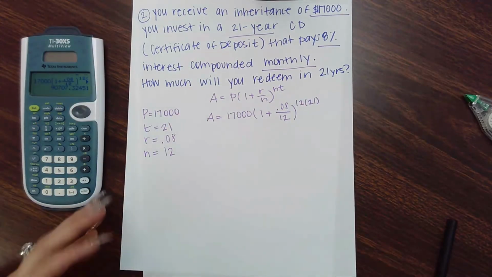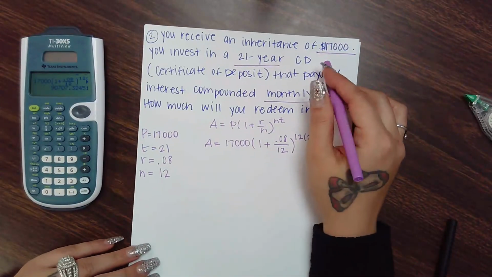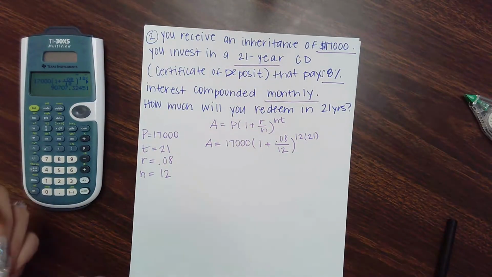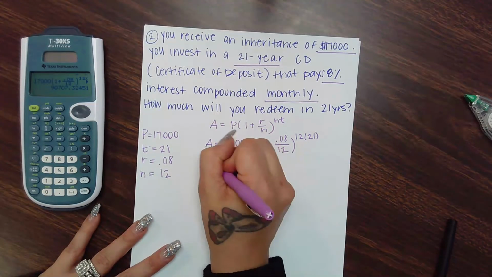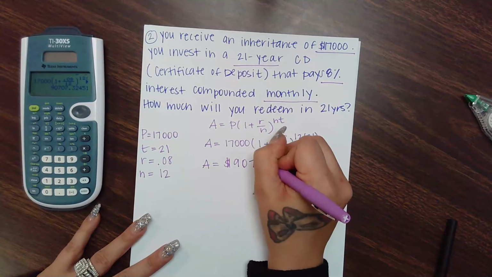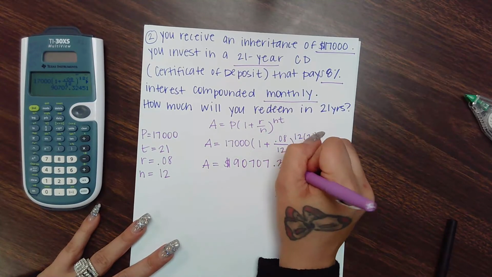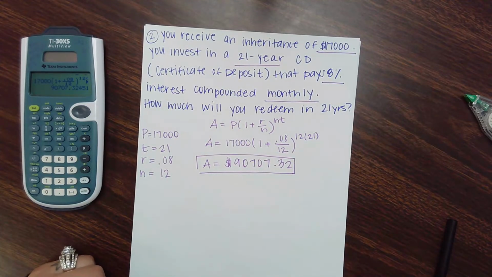Now, what this is saying is if you have $17,000, and you put it in a certificate of deposit at the bank for 21 years, paying 8%, and this amount of interest is calculated every single month and added to your money every single month, in 21 years, what you cash out is $90,707.32. That is a significant amount of change. Whole bunches of money.